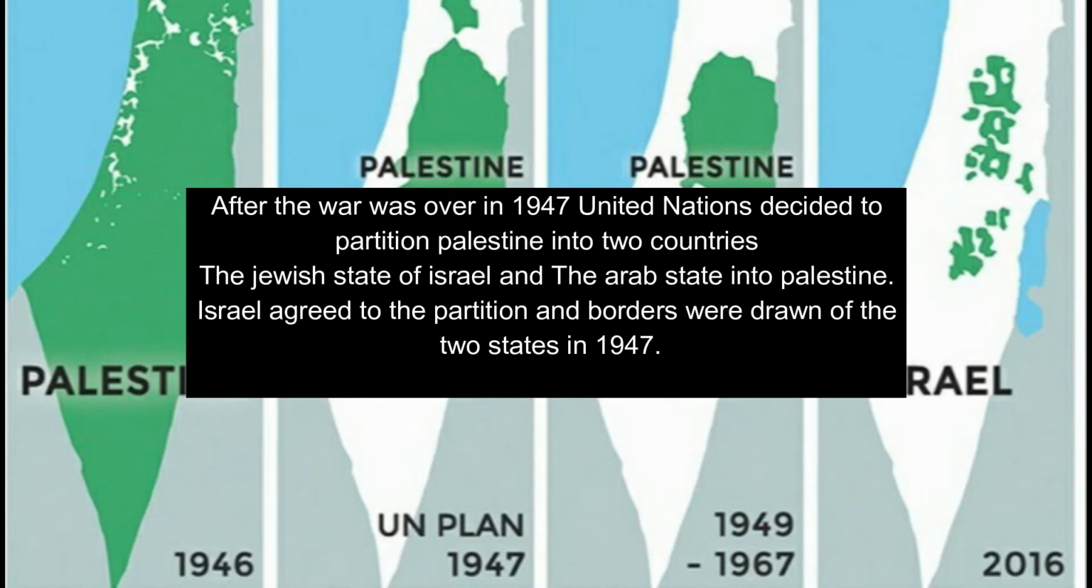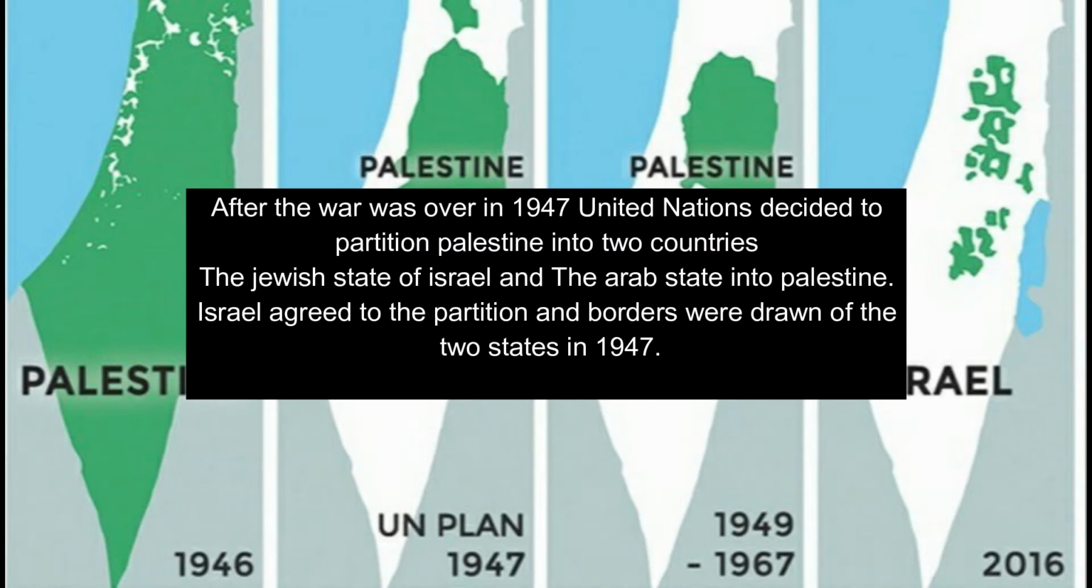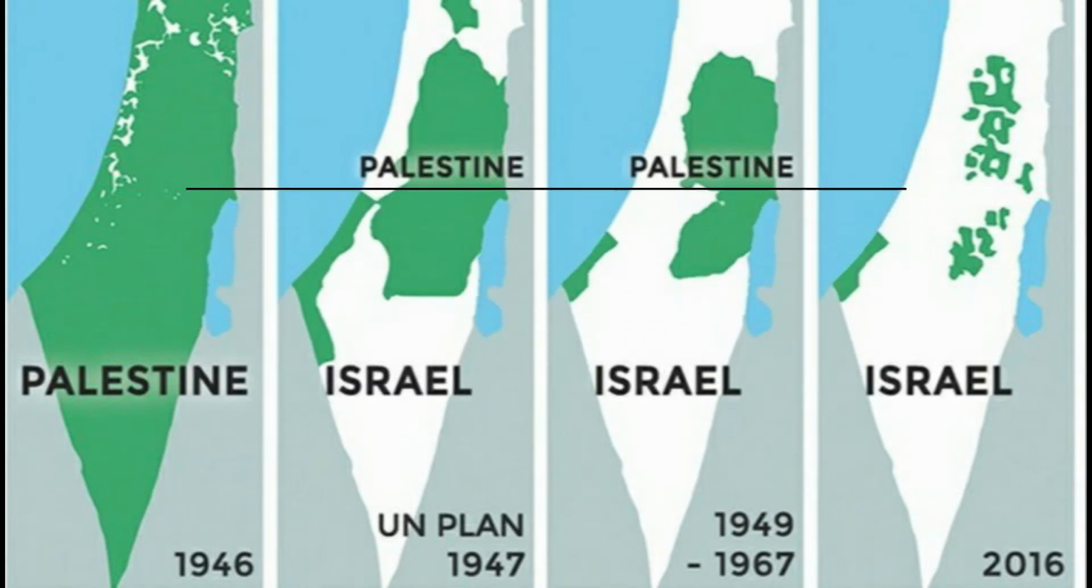After the war was over in 1947, the United Nations decided to partition Palestine into two countries, the Jewish state of Israel and the Arab state of Palestine. Israel agreed to the partition, and borders were drawn for the two states in 1947.